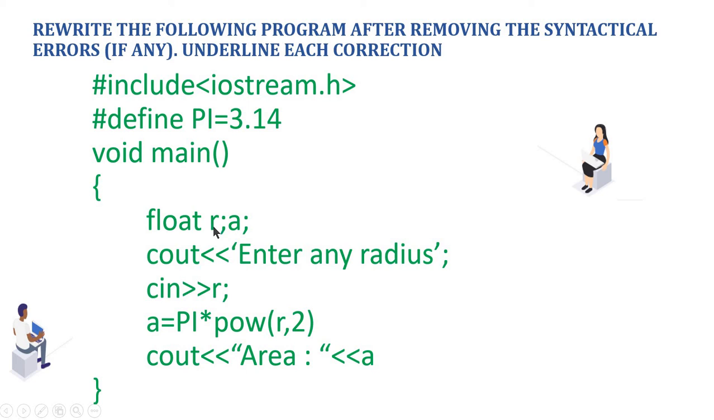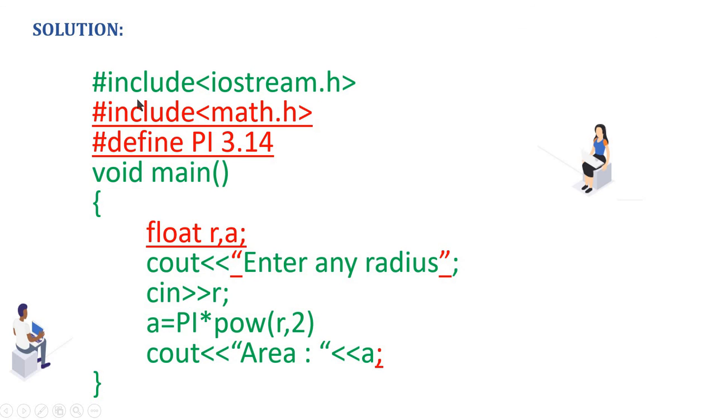Then void main, float r, a, it is not semicolon. Variables should be separated using comma. Now cout enter any radius, it is not single quotes, it should be given within double quotes. Okay, any cout statement should be given within double quotes. cin r, a = pi * pow(r, 2), semicolon should be there. cout area, then again semicolon should be there. Okay, let's see. Right, solution: #include <math.h> included, #define is changed, float r, a with comma, double quotes, semicolon, one more semicolon here.